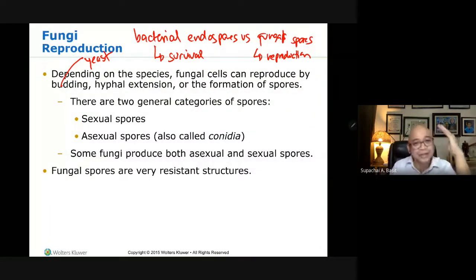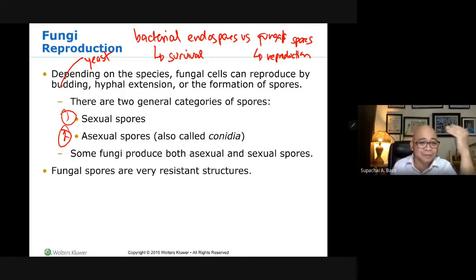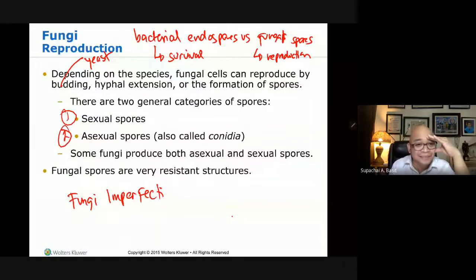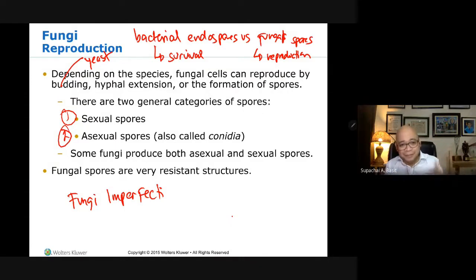And there are two types of fungal spores. We have the sexual spores, and the other one are the asexual spores, otherwise known as conidia. So some fungi will produce both sexual and asexual spores. And fungal spores are very resistant structures. Now, there are some fungi that do not produce sexual spores, and we call them fungi imperfecti. Fungi without sex life or without a sexual life cycle.